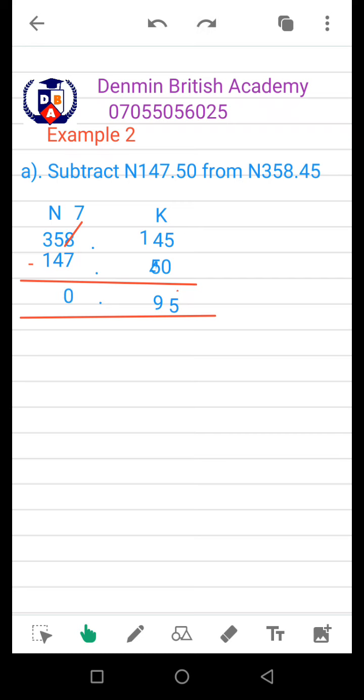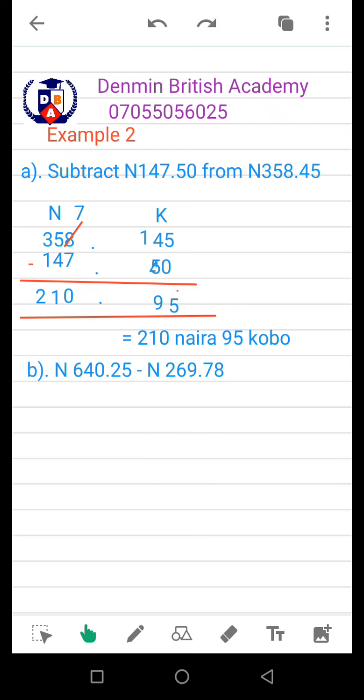So when we now come here, 7 minus 7 is 0. That's our point there. Then 5 minus 4 is 1. Good. 3 minus 1 is 2. Good. So what we have is 210 naira, 95 kobo. So let's try a little more difficult example.